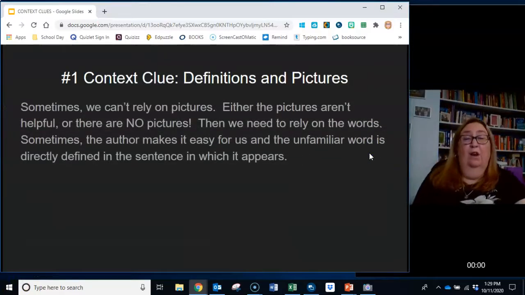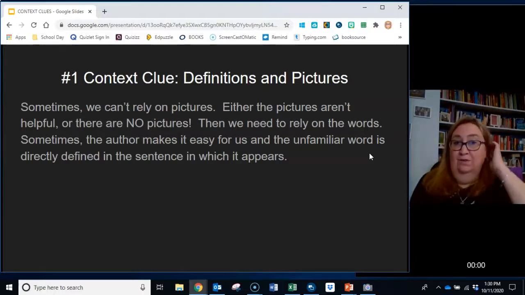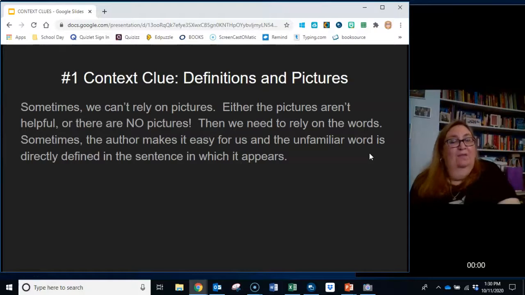So unfortunately, we're not always reading books with pictures anymore. So we can't always rely on pictures because either the pictures aren't helpful, maybe it's just a little pencil drawing at the beginning of a chapter, or there just are no pictures. So we have to rely on the words.